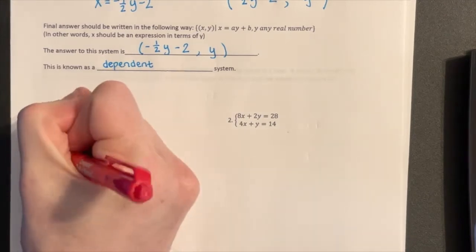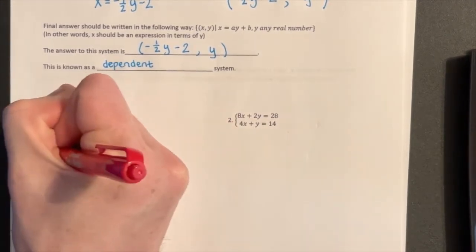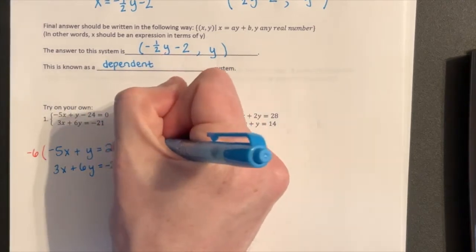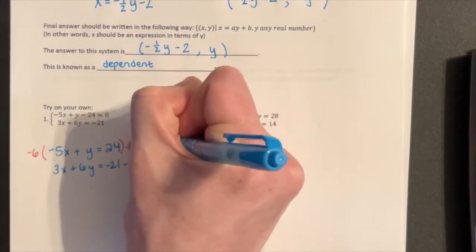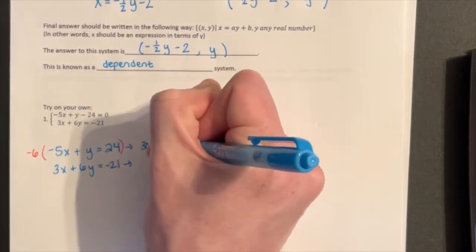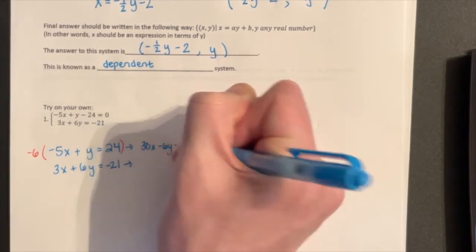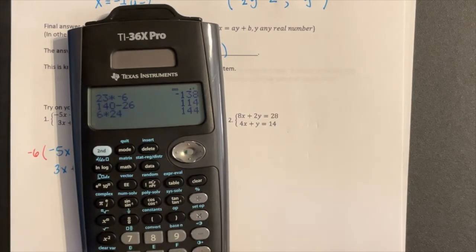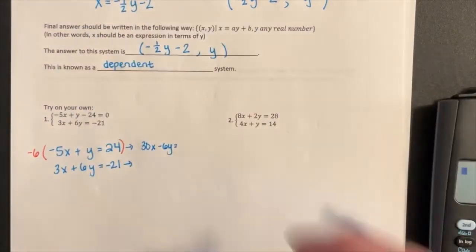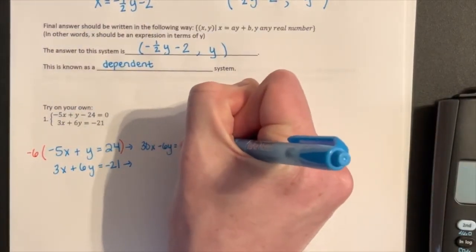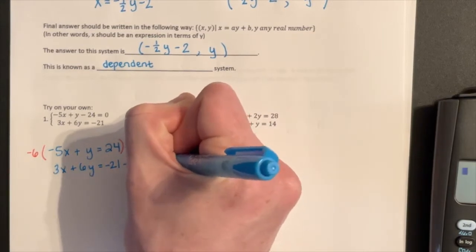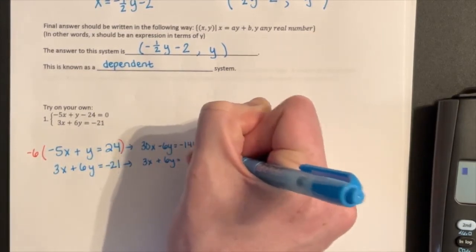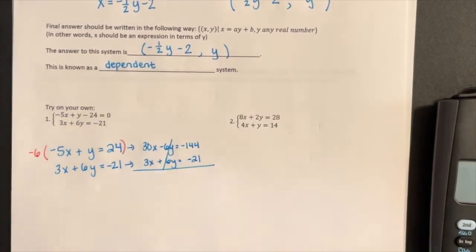All right, so I would multiply this top one by -6 so that I can eliminate my y's. It gives me a positive 30x, -6y. And then 6 times 24 is 144, so I get a -144. And then 3x plus 6y equals -21. I don't need to change that one. So the y is canceled out.